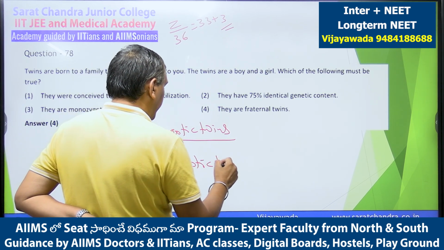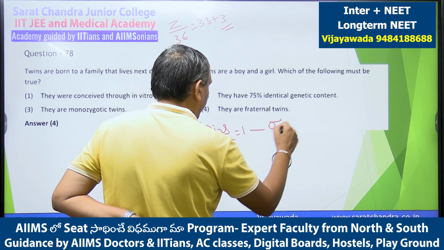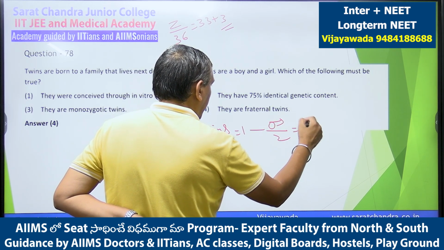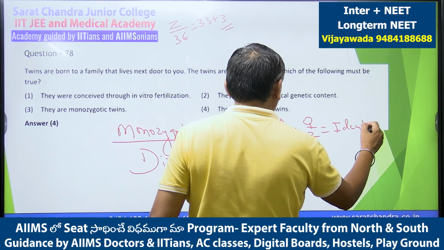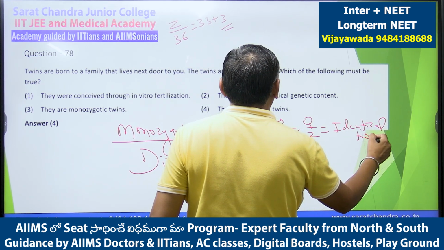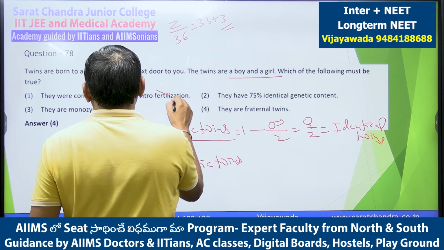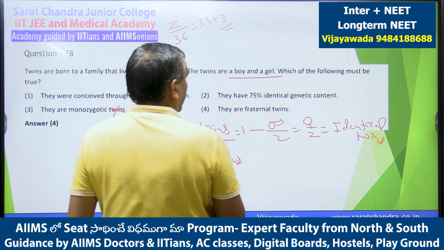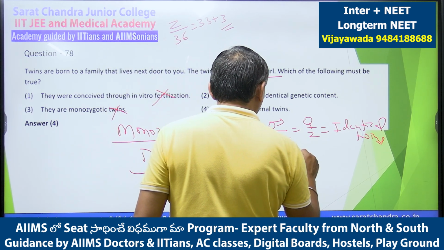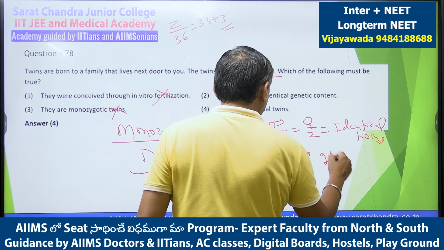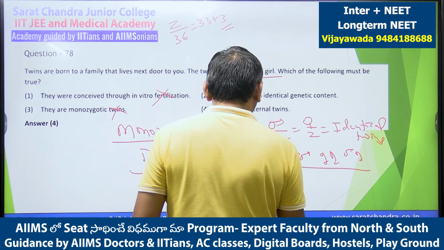Monozygotic means only one zygote is formed, which divides into two. So both are male or both are female. They are also known as identical twins. Are you remembering? If one boy and one girl is there, it is not monozygotic. There are two zygotes formed. Maybe both male, maybe both female, maybe one male, one female. They are also known as fraternal twins.